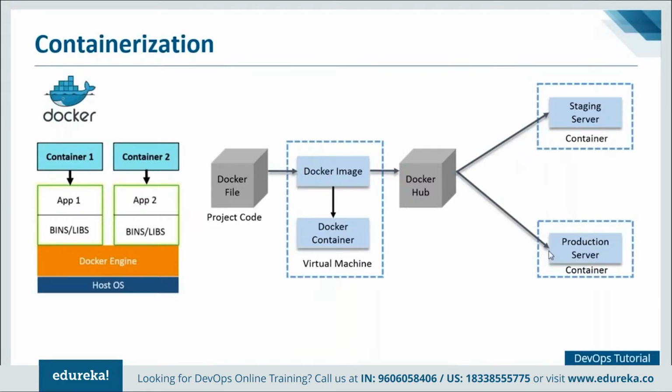So let us focus on the diagram in front of your screen. Here we have the host operating system, on top of which we have the Docker engine. We have no guest operating system here, guys. It uses the host operating system. And we are running two containers. Container one will have application one and its binaries and libraries. Container two will have application two and its binaries and libraries. So all I need in order to run my application is this particular container or that one, because all the dependencies are already present in that container.